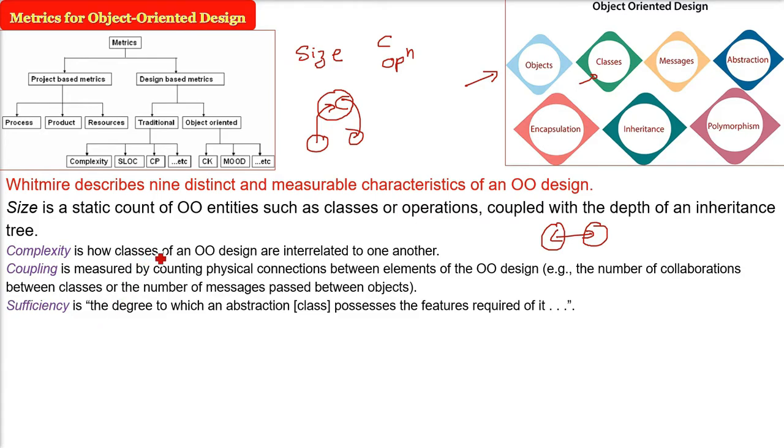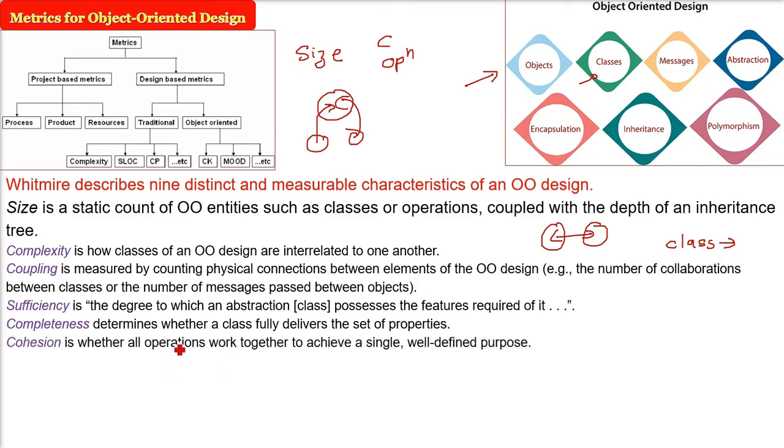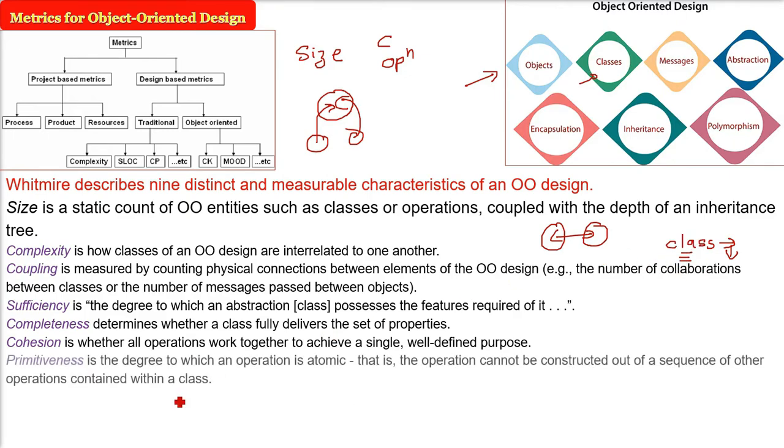Sufficiency is the degree to which an abstraction possesses the features required of it, or of a class. This is one more characteristic. Completeness determines whether a class fully delivers the set of properties for which it was designed or written. Cohesion is whether all operations work together to achieve a single, well-defined purpose. Then primitiveness. This is the degree to which an operation is atomic.